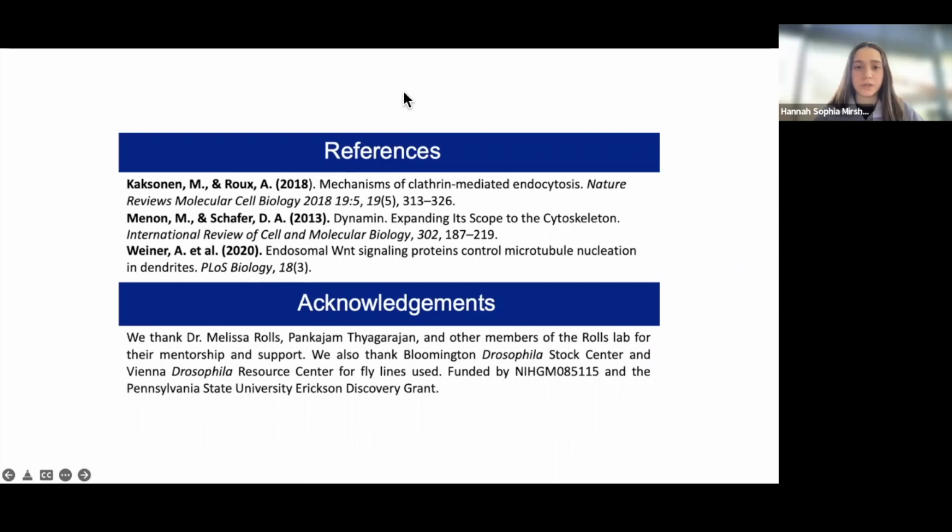Shifting gears to the university libraries questions. The first question is, tell us a little more about your research process and what steps did we take to find out about our project.